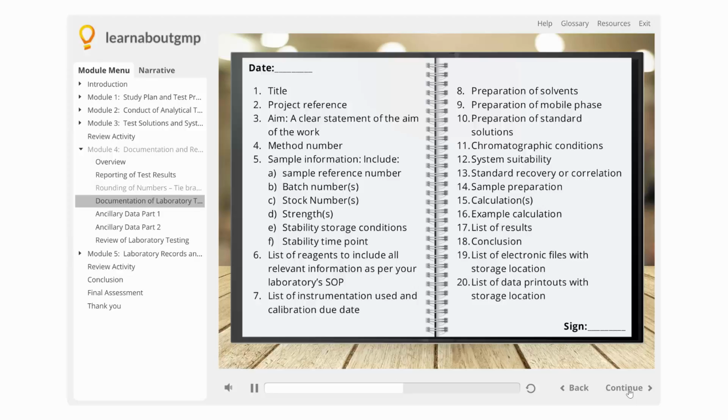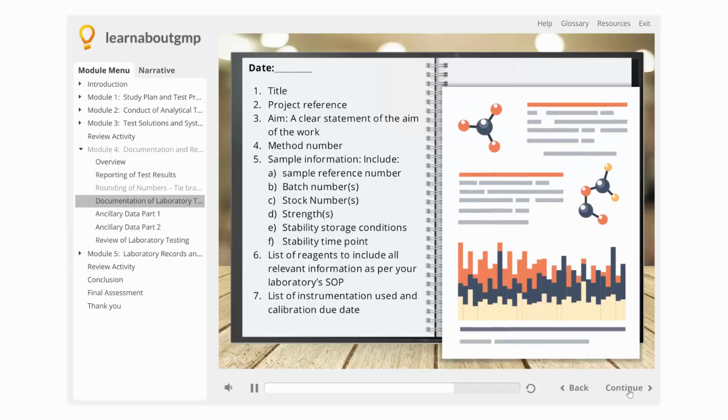12. System suitability. 13. Standard recovery or correlation. 14. Sample preparation. Provide full information. 15. Calculations. Provide a clear statement of the calculations used to obtain the final results from the instrument output. 16. Example calculation. Compare with data output. 17. List of results. 18. Conclusion. 19. List of electronic files with storage location. And 20. List of data printouts with storage location.